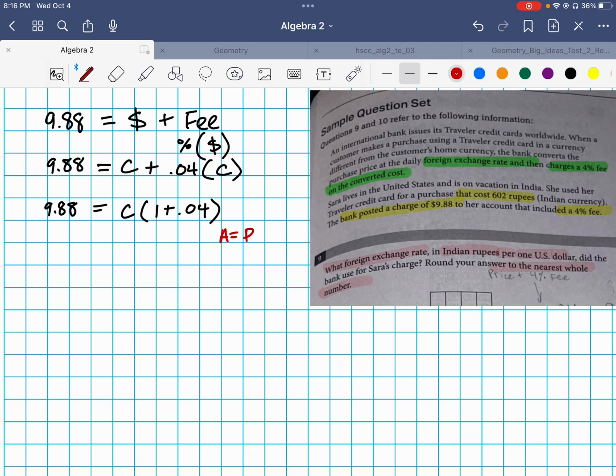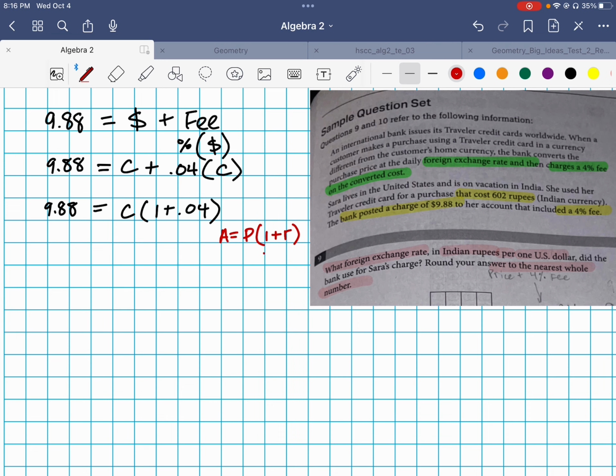The reason I say this might look familiar is that in Algebra 2, we studied the equation A equals P times 1 plus R, where R is the rate. And the rate here is 4% for the fee. So it's 1 plus the rate, 4%, times the cost, and then that's going to give your annuity or your total charge on the bank.